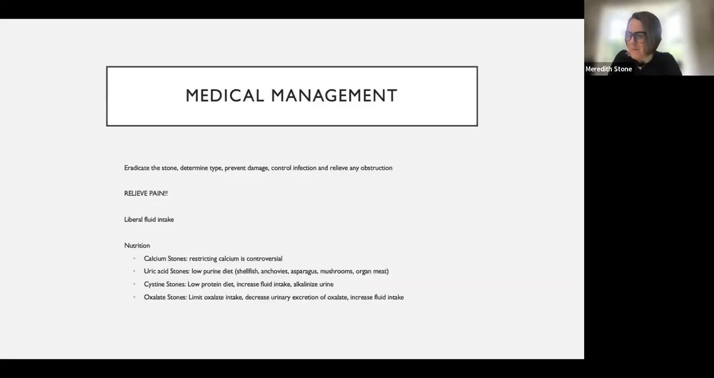So medical management, right? We want to get rid of that stone, so it's important we figure out the type. We want to make sure that we don't have damage to our ureters. If it's a very large stone, we wouldn't want it to pass, so they might try to break those stones up before they pass. You also want to certainly control if it's caused an infection, right? So like if you've had a stone that's been in the kidneys for a very long time.